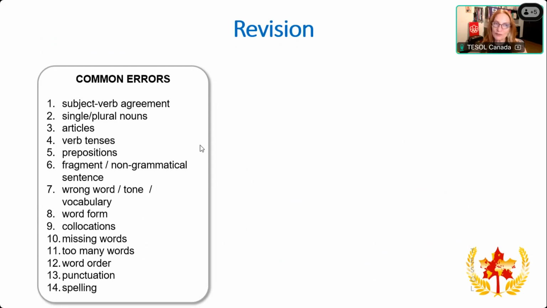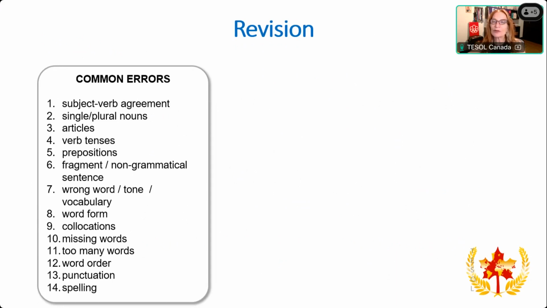When I correct research papers, these are the most common mistakes that I find. So it's subject-verb agreement, singular and plurals, articles, verb tenses, fragments, non-grammatical sentences, a wrong tone. Sometimes they're using a wrong word form or collocations. So that can also come out wrong.